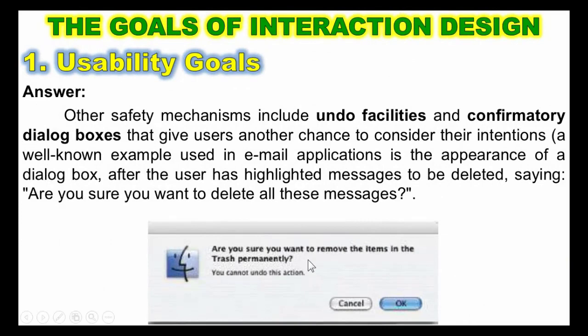Continuation of the answer to the previous question: other safety mechanisms include undo facilities and confirmatory dialog boxes that give users another chance to consider their intentions. A well-known example used in email applications is the appearance of a dialog box after the user has highlighted messages to be deleted, saying, "Are you sure you want to delete all these messages? OK or cancel. Press yes or no."